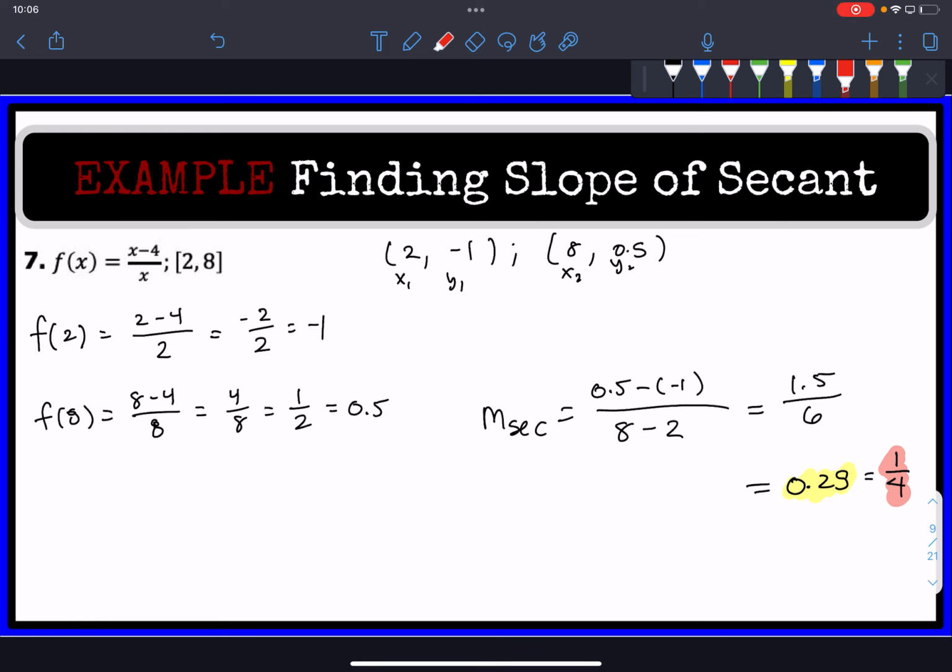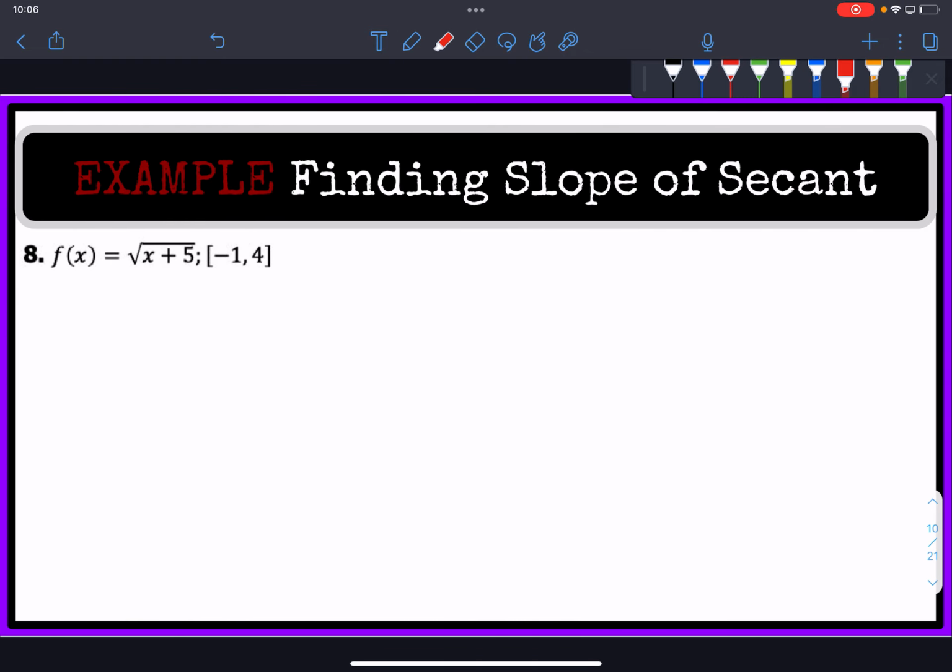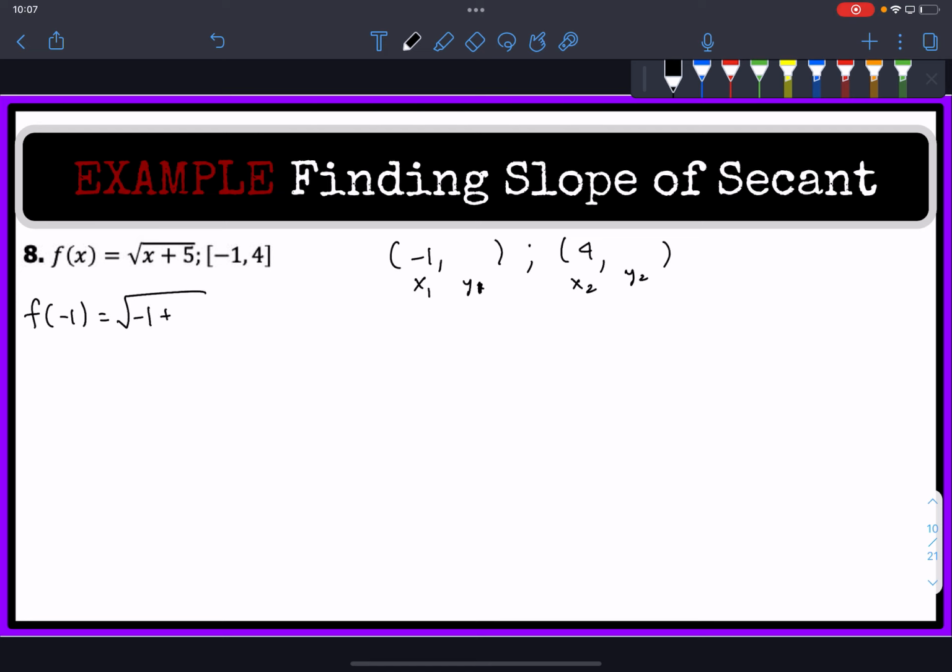And then finally, one last example, let's do one with square roots. Again, this is non-linear, so we can figure out the average rate of change, the slope of our secant, by using the same strategy as before. So we have our x1, we don't know what the y1 is. Our x2 is 4, and again, we need to find our y2. So let's evaluate our function at negative 1. The square root of negative 1 plus 5, we would add the two numbers together first, which is 4, and the square root of 4 is 2.